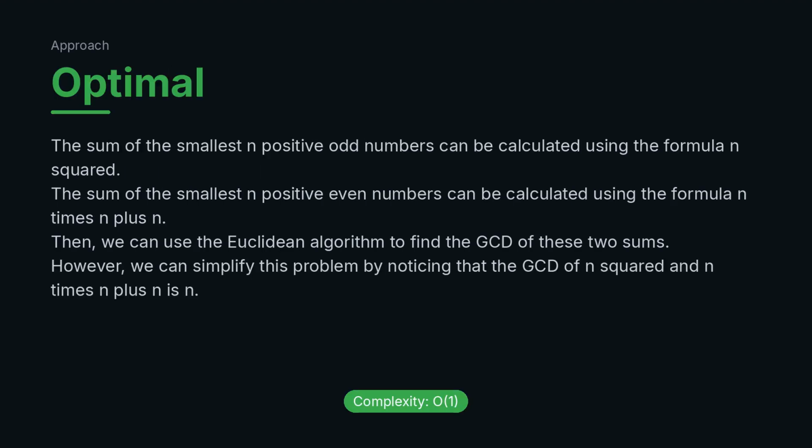The sum of the smallest n positive odd numbers can be calculated using the formula n squared. The sum of the smallest n positive even numbers can be calculated using the formula n times n plus n. Then, we can use the Euclidean algorithm to find the GCD of these two sums. However, we can simplify this problem by noticing that the GCD of n squared and n times n plus n is n. The complexity here is O(1).